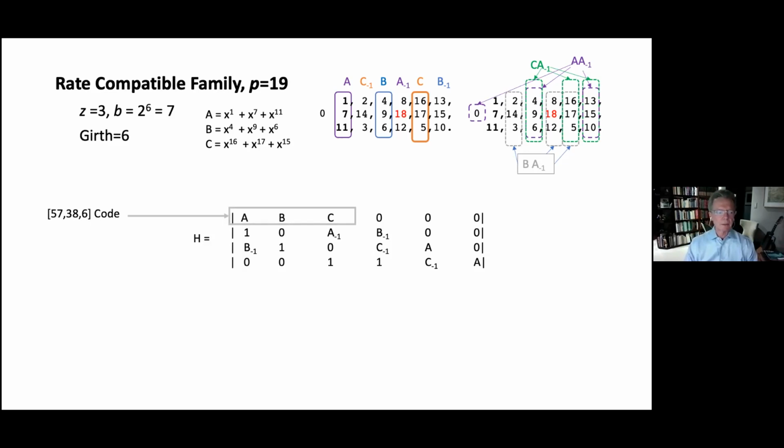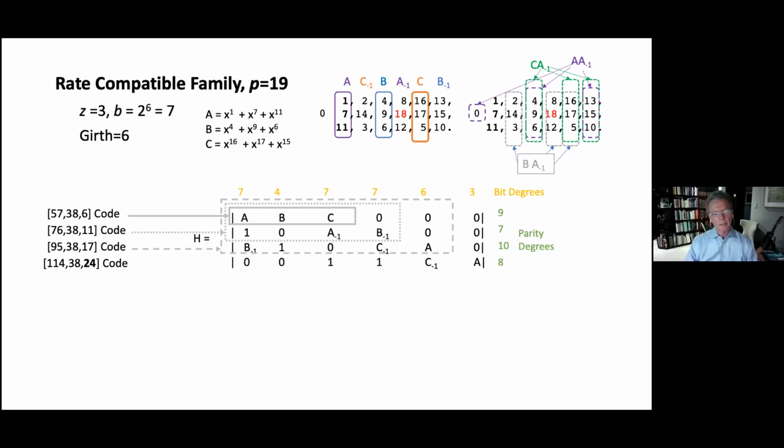So the base code here is a 57.38 code with minimum distance 6. The best code would have 8. But then I increased it to a code with p equals 19 more bits, and got an 11 code. Well, the best code has 14 of all algebraic codes. Then I could add 17 more bits and I could get 17. The best code has 20 of all algebraic codes. And then I end up with a 114.38.24. So it's got a big minimum distance, right?